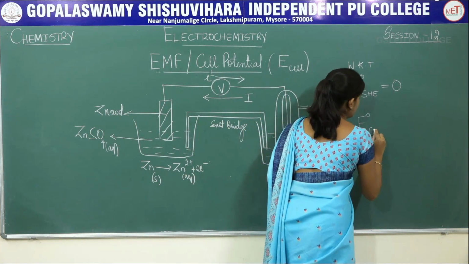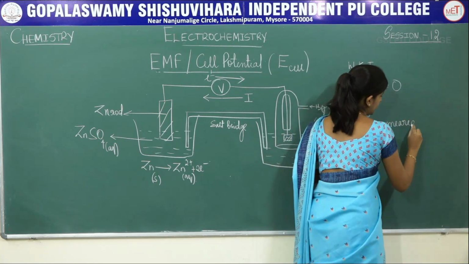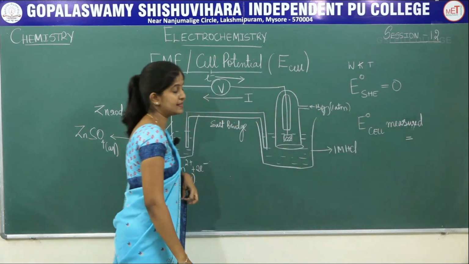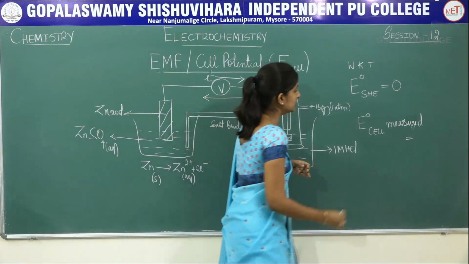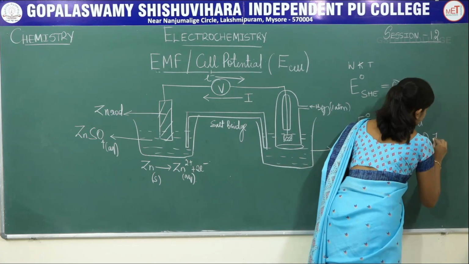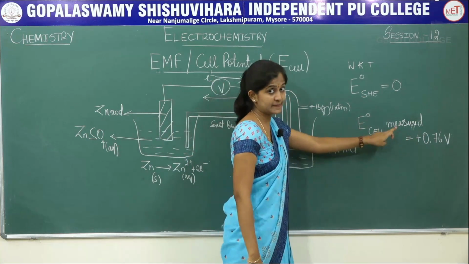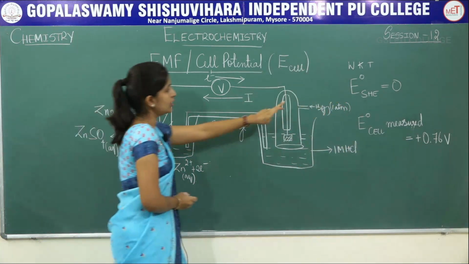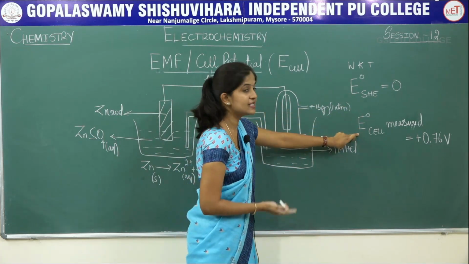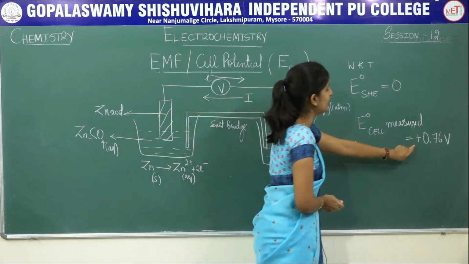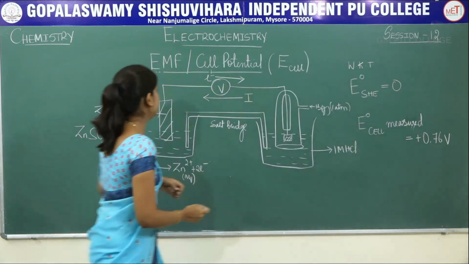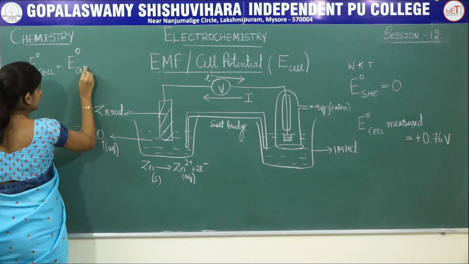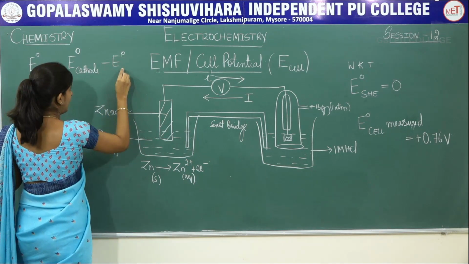The E naught of cell measured, that is the cell potential measured from this cell through the experiment, was equal to plus 0.76 volt. E naught of SHE is already known, it is 0. E cell is measured using the voltmeter, it is plus 0.76 volt. Now we know the equation: E naught of cell is equal to E naught cathode minus E naught anode.